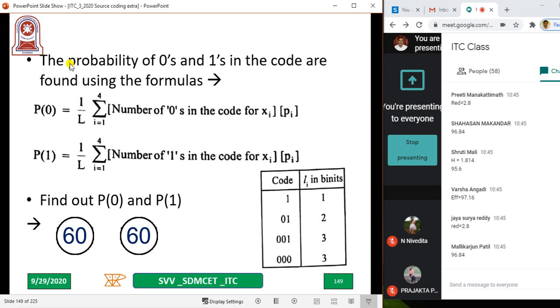The probabilities of zeros and ones in the code are found using this formula: 1 by L, all of you have found L. Number of zeros in the code for xi and its probability. For example, in the first there is no zero, in the second I have 1 zero, in the third we have 2 zeros, and probabilities are known to you. In the fourth one I have 3 zeros. Similarly, the number of ones in the code word. Here 1 is there, here 1 is there, here also 1 is there, here 0 is there. Like that you have to fill, multiply the probability, and find P of 0 and P of 1. I will show you the answer.